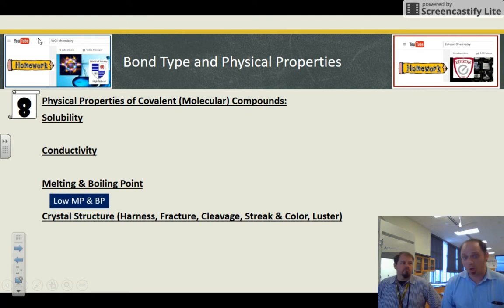Melting and boiling points are low because covalent compounds only have an intermolecular force of attraction. So it doesn't actually take much energy to get two different molecules to separate from each other, because they're not really holding on to each other. Unlike ionic compounds, where they're stuck.